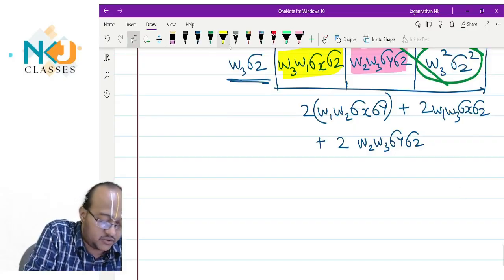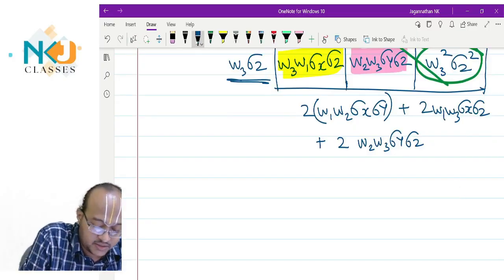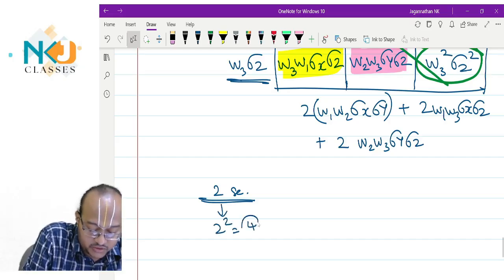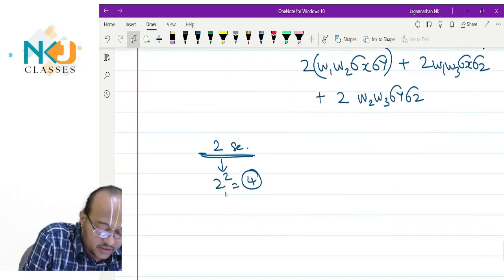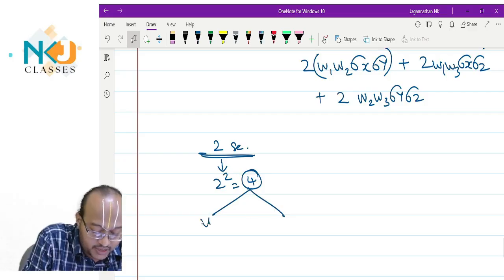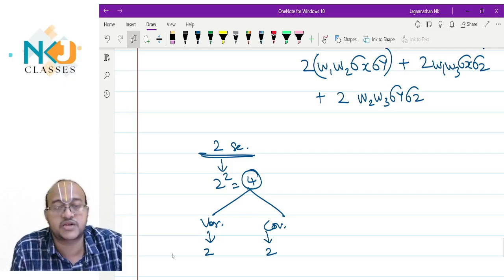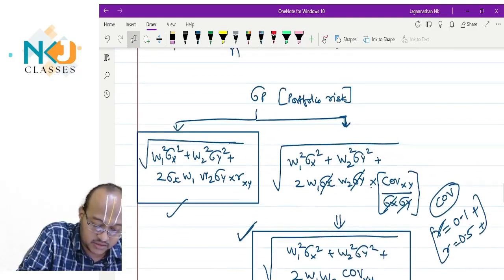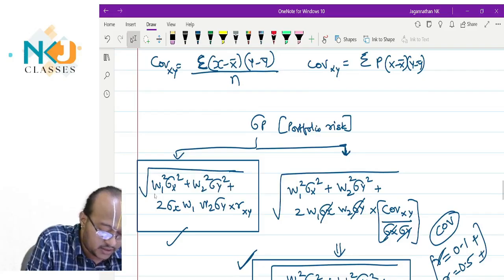Very simple. I will tell you a secret. We see 2 security portfolio. How many terms will be there first? 2 square terms, 4 boxes, correct? You can divide this 4 into 2: variance terms and covariance terms. Variance terms will be 2, covariance terms will be 2. We saw that, correct? 2 security portfolio, there were variance terms. See here, shall I need to show you this? Can you see this? Okay, if you carefully observe, this is variance term or covariance term, you need to tell me.